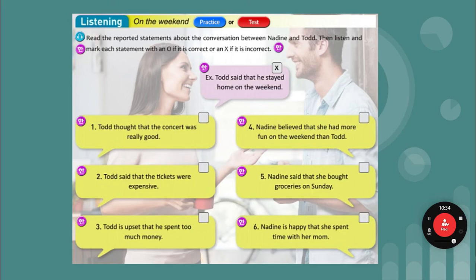Okay, Todd thought the concert was really good. True. That absolutely is true. Todd said the tickets were expensive. False. He didn't pay for them. His friend did. Todd is upset that he spent too much money. False. His entire weekend was paid for by other people. Number 4. Nadine believed she had more fun on the weekend than Todd. False. Todd had more fun.